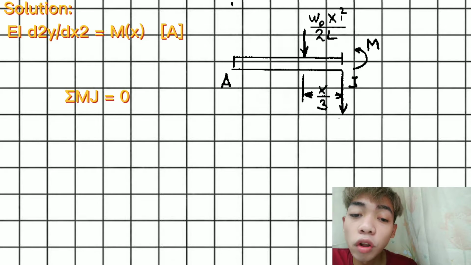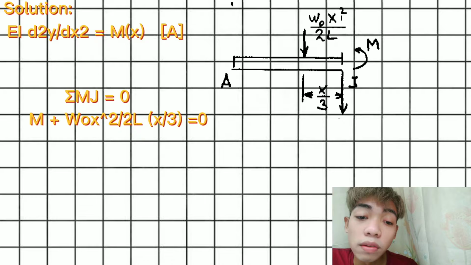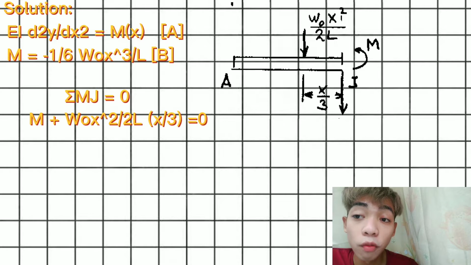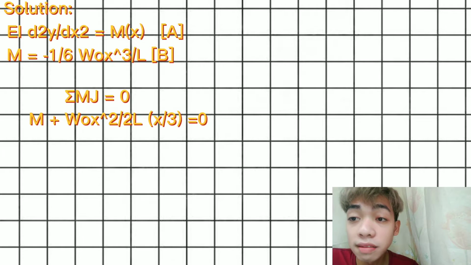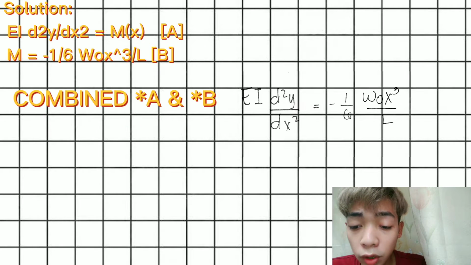From the summation of all moments about point J equals 0, M plus W0 x squared over 2L times x over 3 equals 0. M is positive because the direction of the bending is counterclockwise. Simplified, we have M equals negative 1 over 6 times W0 x cubed over L, and that is the moment equation. We will combine this with the formula in order to find the equation of slope and the deflection.